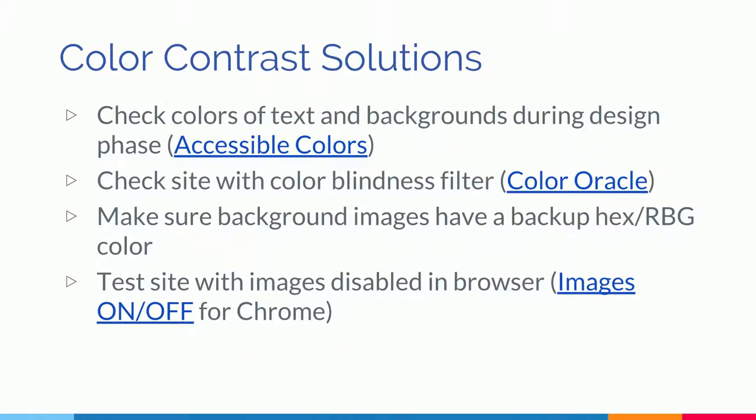Also, in terms of turning off images, see what your website looks like with your images off. The easiest plugin is Images On/Off in Google Chrome. It's a light switch for images, and you just turn it on and off, and you can see what it's like to not have any of your images. This is also a great way to check for your alternative text, because that's what it replaces the images with once you turn them off.